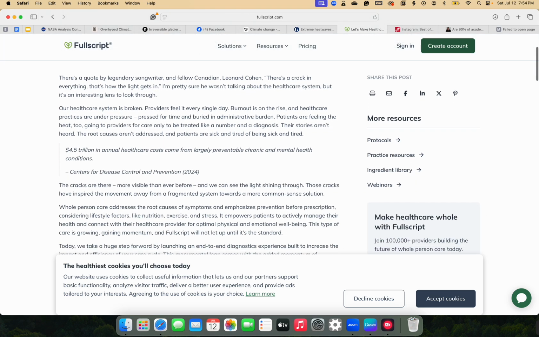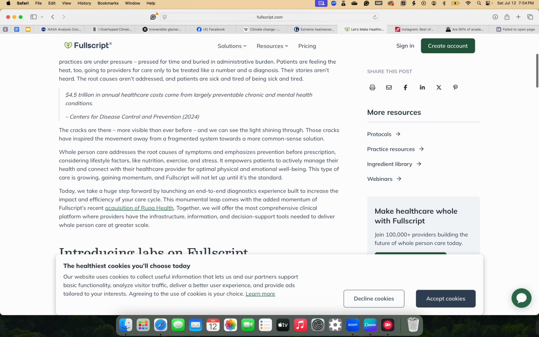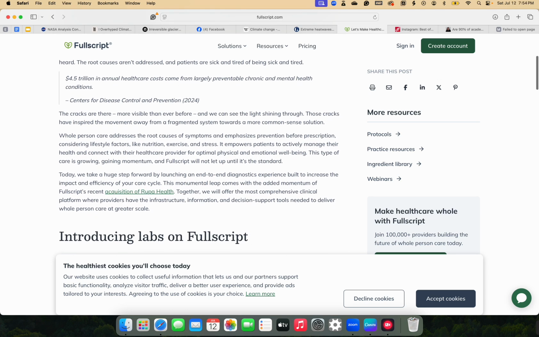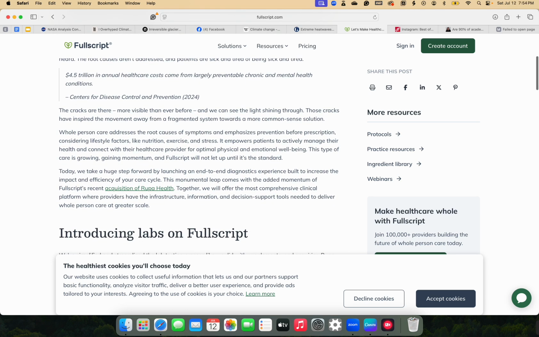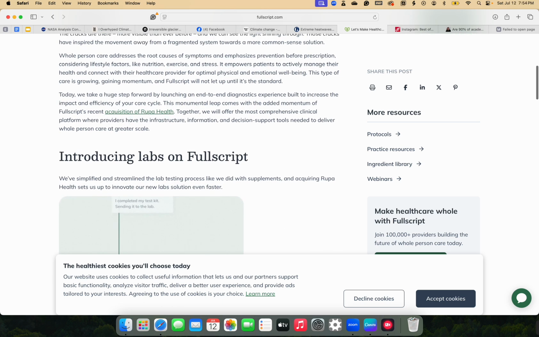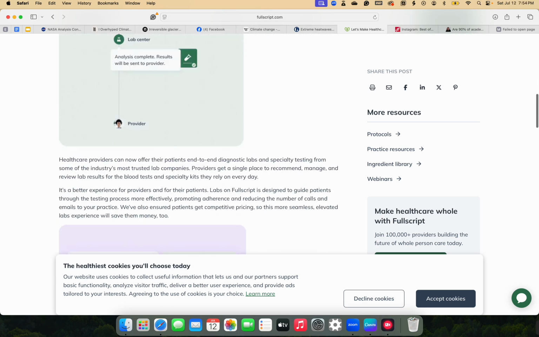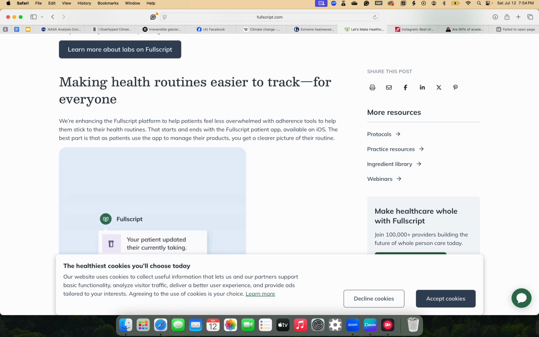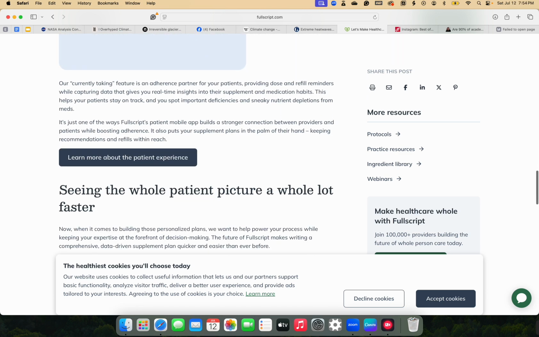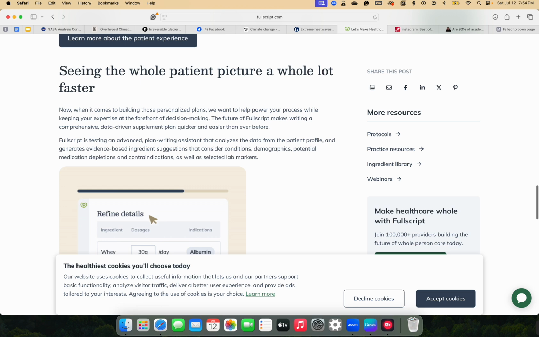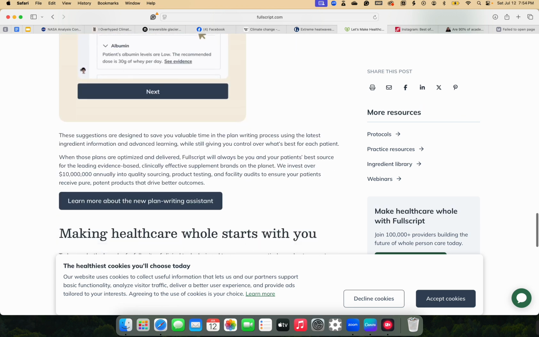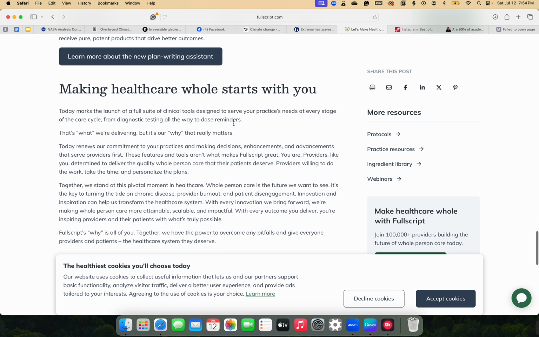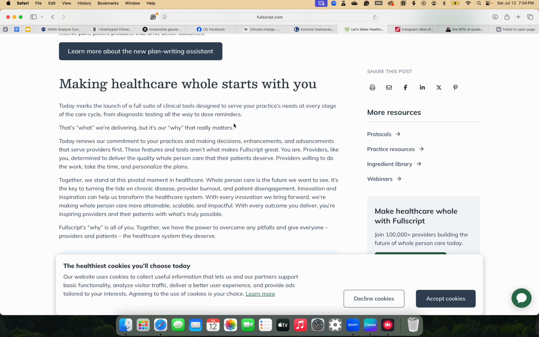And it goes over Fullscript and offers a quotation by the Centers for Disease Control and Prevention, and it introduces the labs on Fullscript. And then it goes over making health routines easier to track for everyone, seeing the whole patient picture a whole lot faster, and making healthcare whole starts with you.